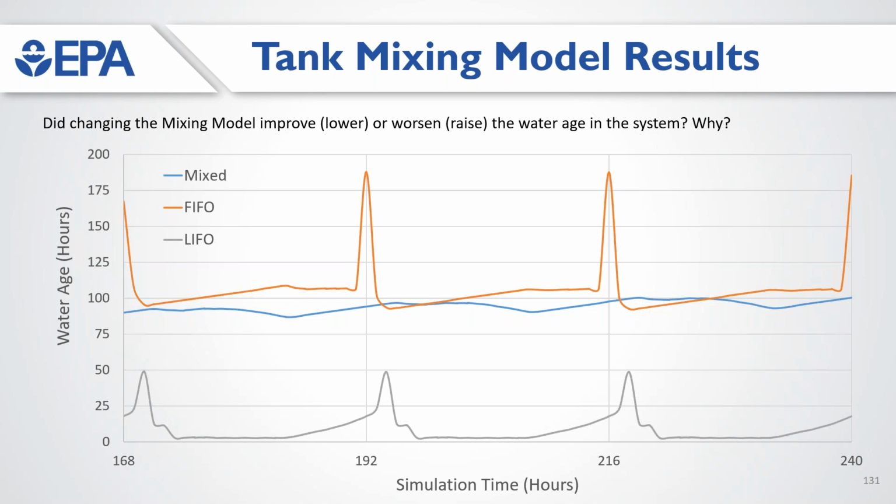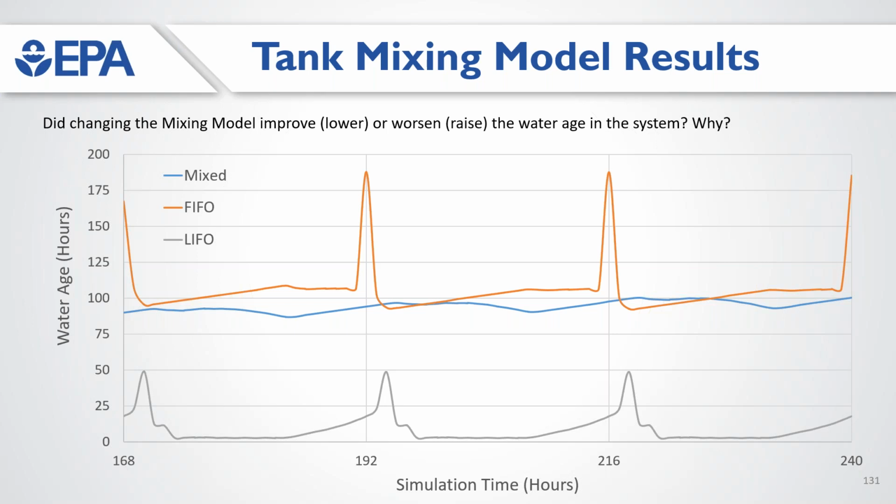FIFO, first in, first out, had some dramatic spikes and was normally higher than mixed. You should have seen it alternate between red and yellow once a day. LIFO, last in, first out, had significantly lower water ages and should have alternated daily between dark blue and cyan.